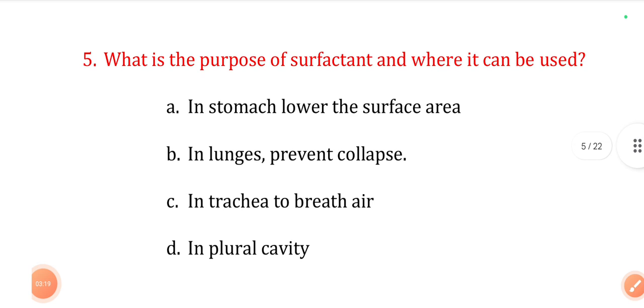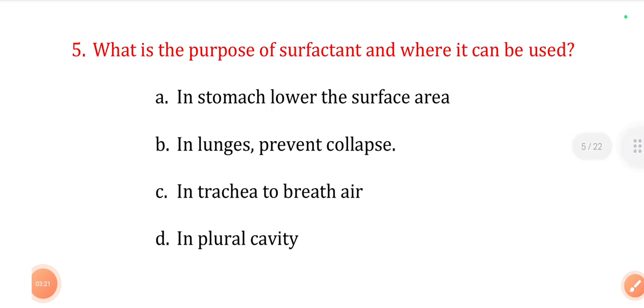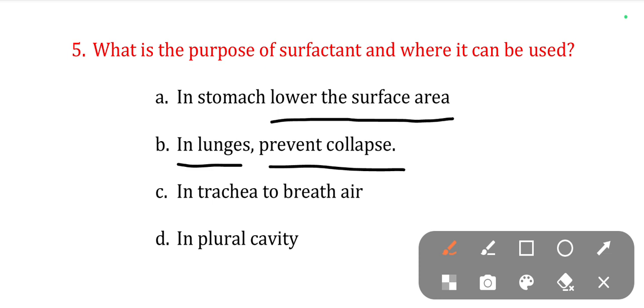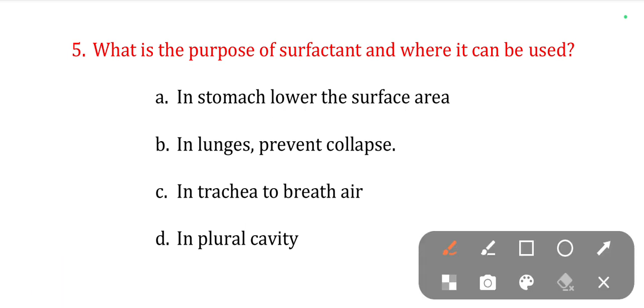The next one is, what is the purpose of surfactant and where is it used? Options are: A, in stomach and lower the surface area. Option B, in lungs and prevent the collapse. Option C, in trachea to breathe air. Option D, in pleural cavity. The right one is option B. Surfactant is used in the lungs to prevent the collapse, and it reduces the surface tension of the alveoli.